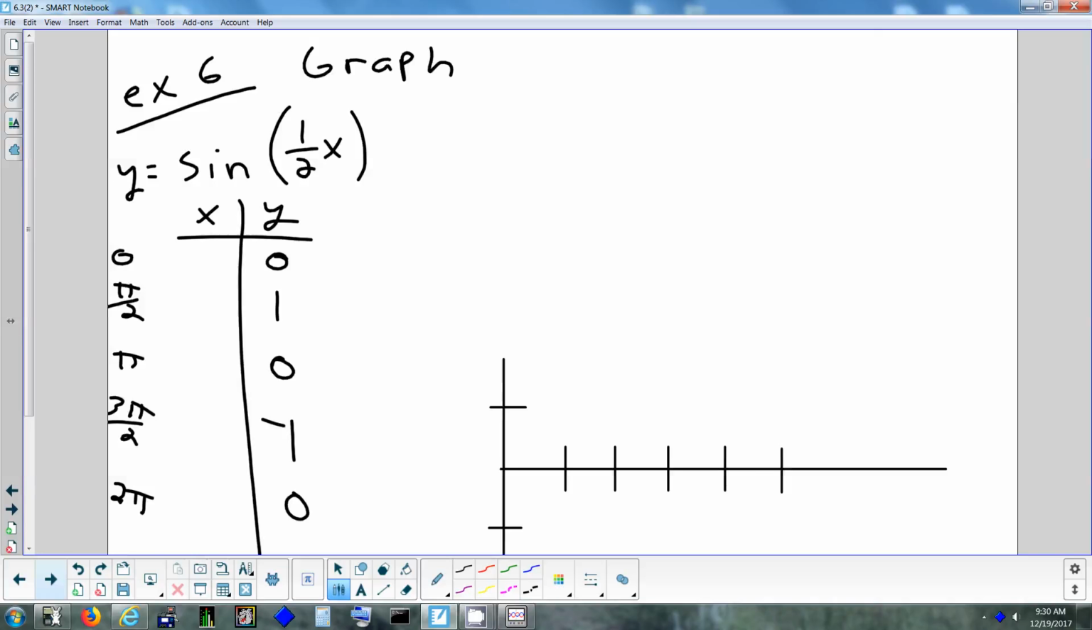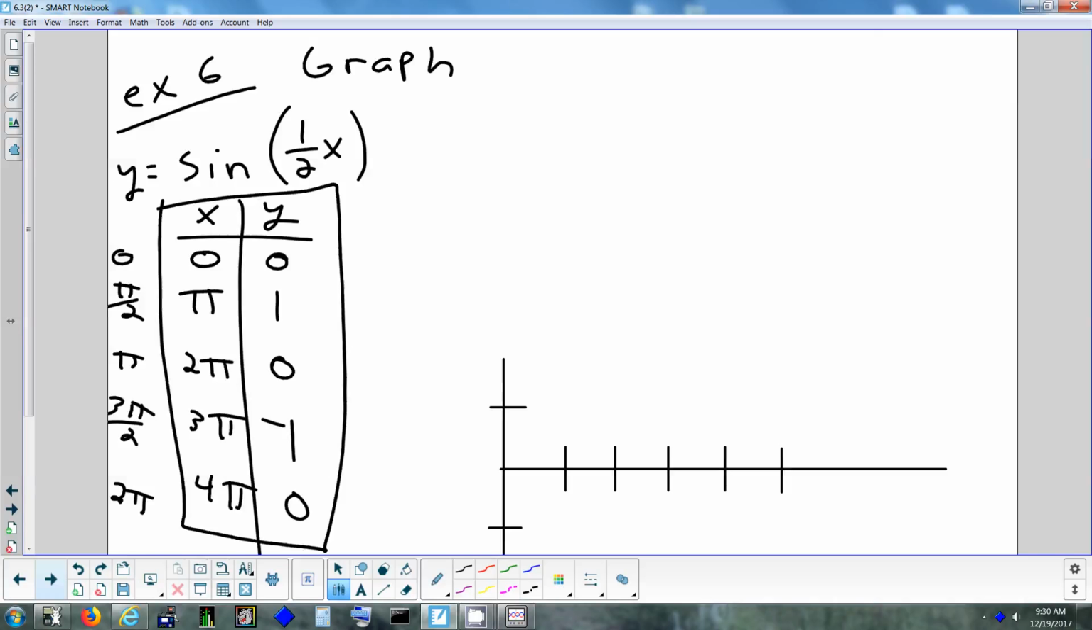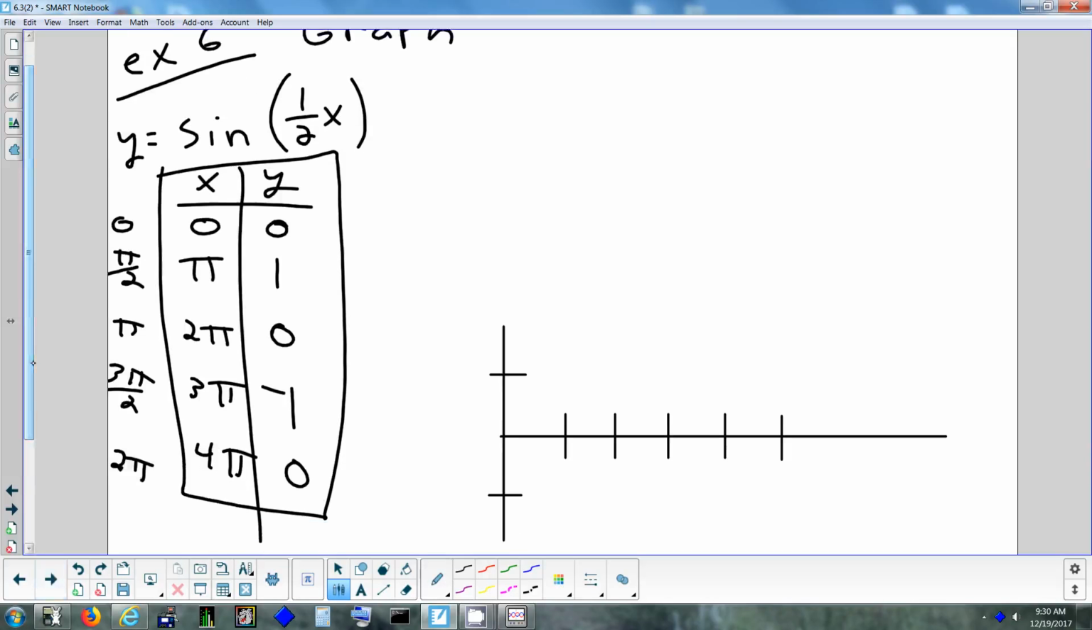So Shauna, 0 times 2? 0. Tessa, pi over 2 times 2? Pi. Pi times 2 is 2 pi. Juliet, 3 pi over 2 times 2? 3 pi. And 2 pi times 2? 4 pi. So we get a nice pattern. 0, 1, 2, 3, 4. Okay. Any question on the table?